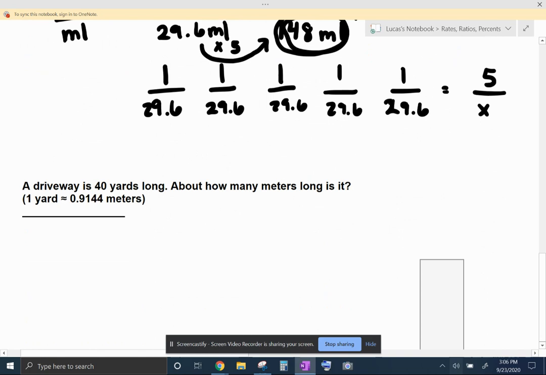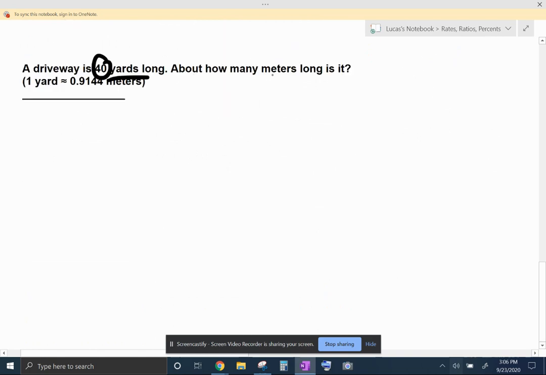It says a driveway is 40 yards long. About how many meters long is it? If 1 yard is about 0.9144, or 9,144 ten-thousandths. So let's work this out. We're still going to be doing the same thing.